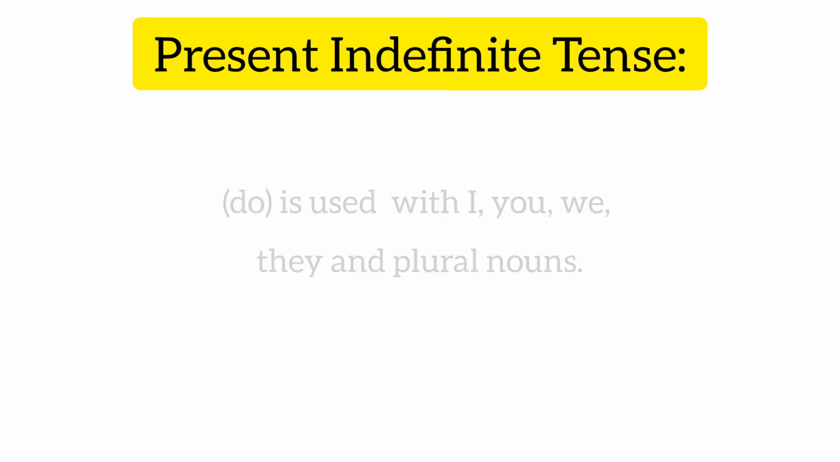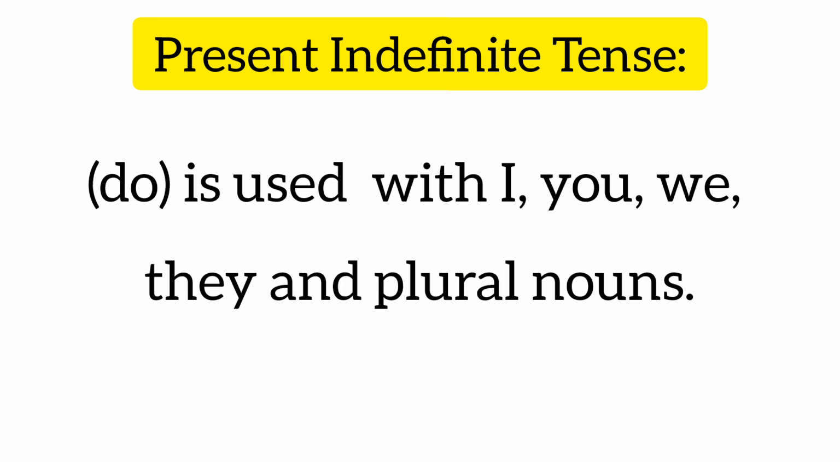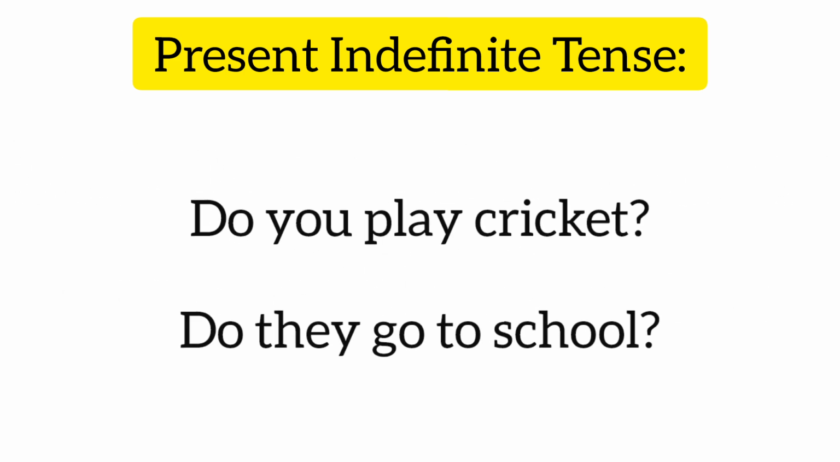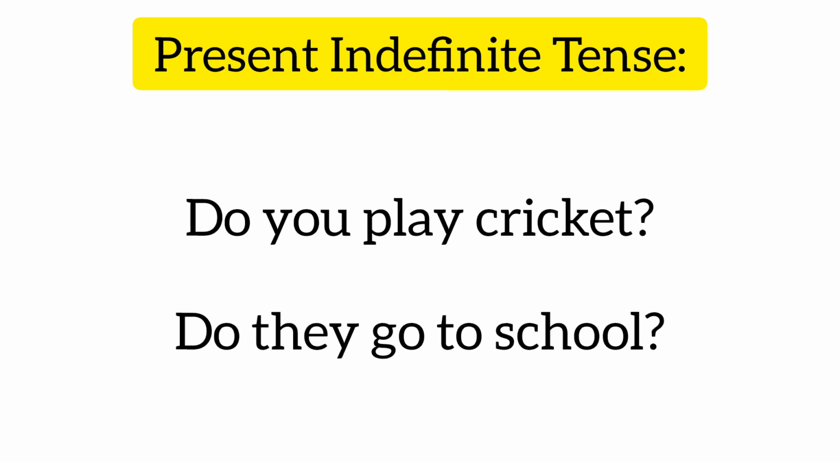Remember that the word do is used with I, you, we, they and plural nouns. For example, look at these examples. Do you play cricket? Do they go to school? Here in the first sentence, the subject of the sentence is you, so we have to use do. Similarly, in the second sentence, the subject of the sentence is they, so we have to add do at the start of the sentence.